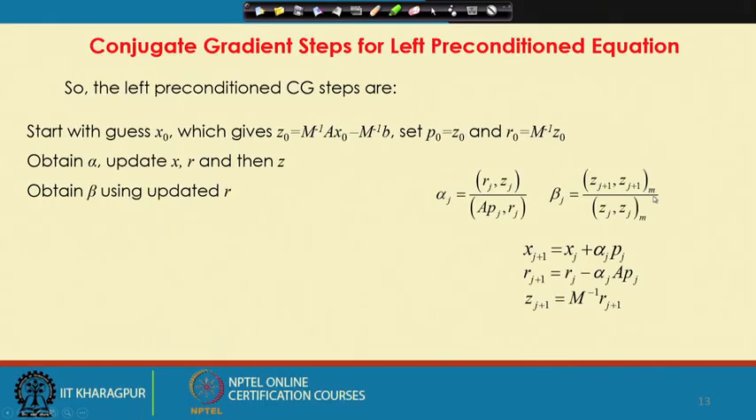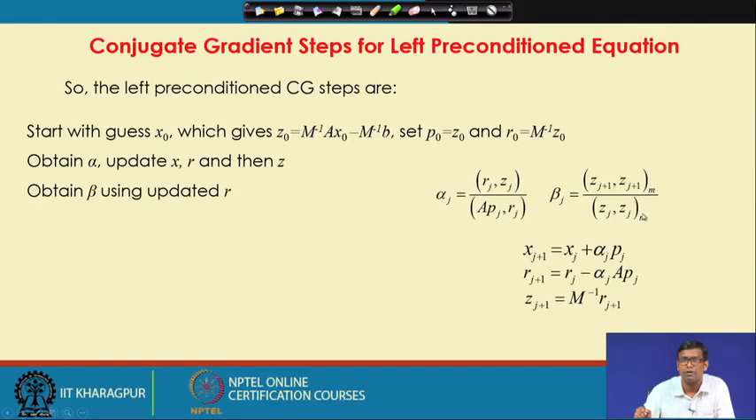So, once z is updated, you can update beta as z j plus 1 M dot product with z j plus 1, divided by z j M dot product. So, earlier the beta was a dot product of the vectors, now they are M products.